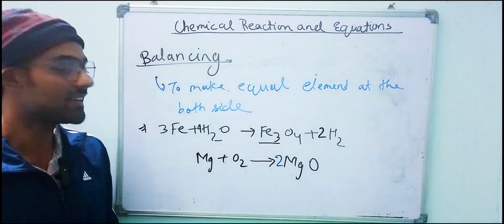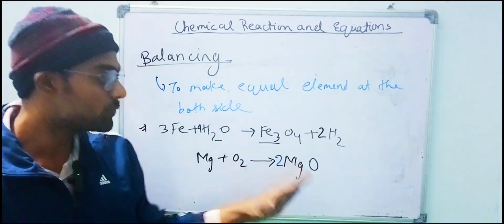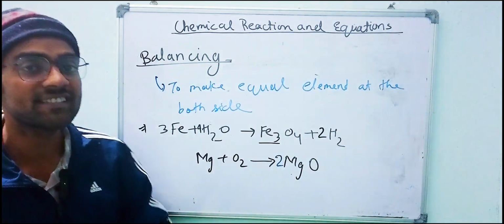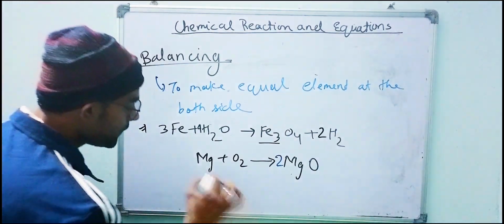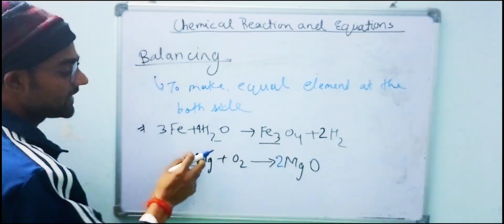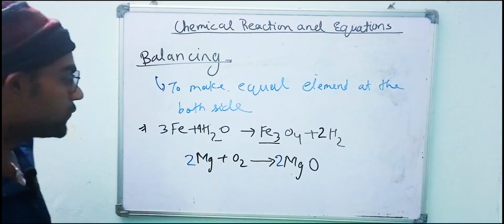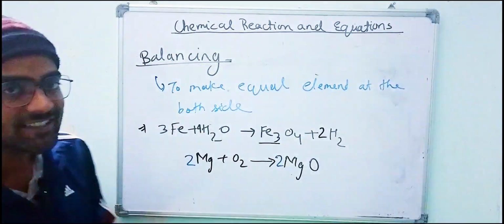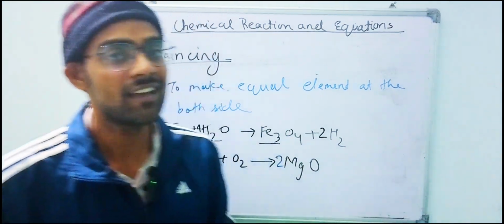Now if we see in the case of magnesium, in the product magnesium is 2, but on the reactant side magnesium is only 1. So again we will add 2 in the reactant with the magnesium. Now we see that this equation also becomes balanced. So basically this is the process of how we balance a chemical reaction.